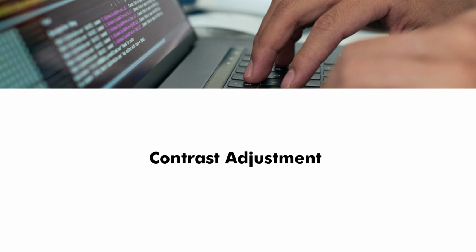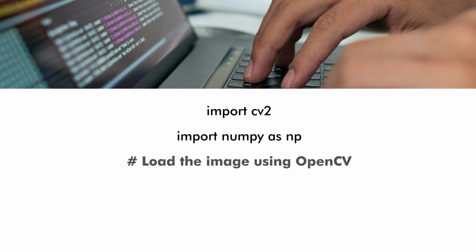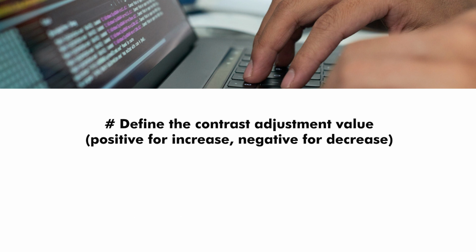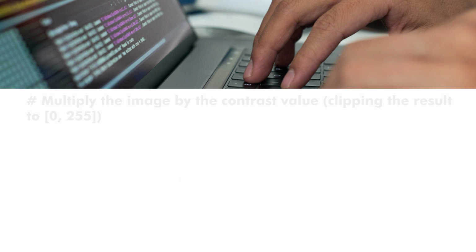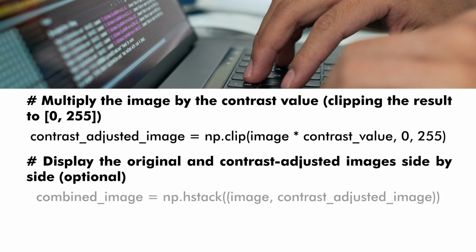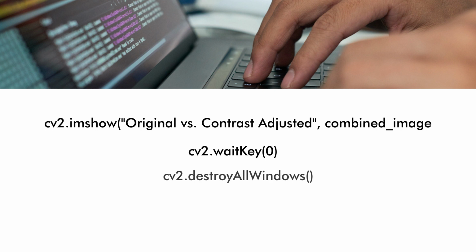So, second is contrast adjustment. In that again you have to import the libraries like numpy as np, again we have to load the image using OpenCV, again we have to define the contrast adjustment value, positive for increase, negative for decrease. Then multiply the image by the contrast value, and clip the result to 0 to 255. Then display the original and contrast adjusted images side by side, that is optional. So, it is basically the color adjustment.